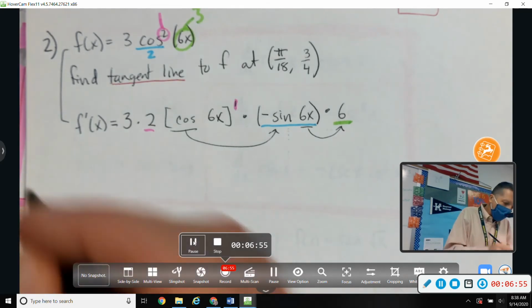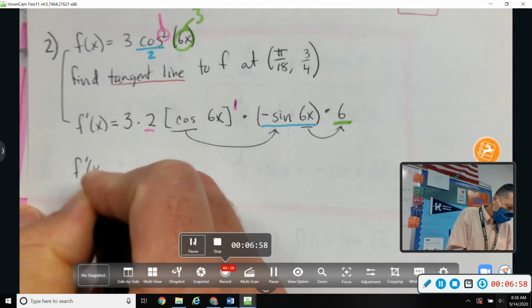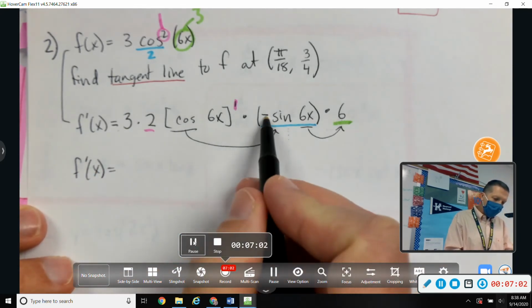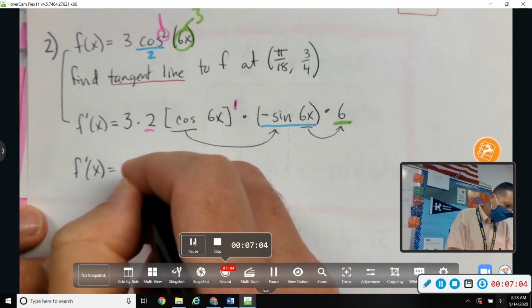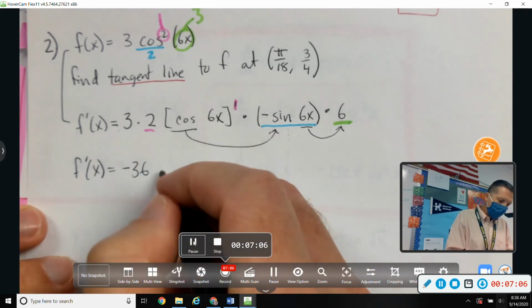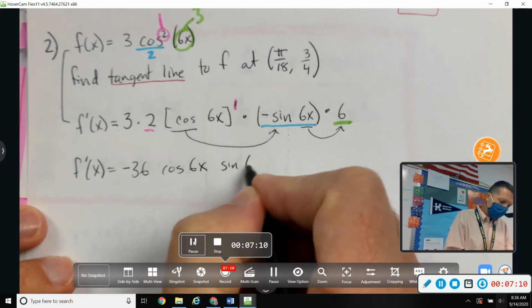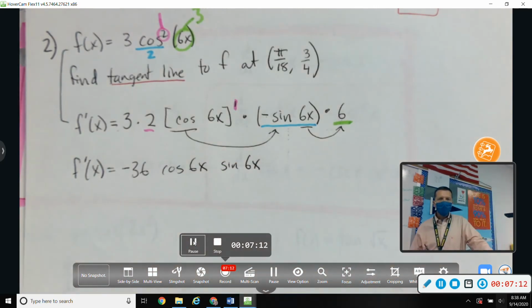So that's fine as an answer, but we should probably clean that up a little bit. 6 times 6 is 36. Probably move the negative out front. We don't really need to write cosine of 6x to the first. We can just write cosine of 6x, sine of 6x.